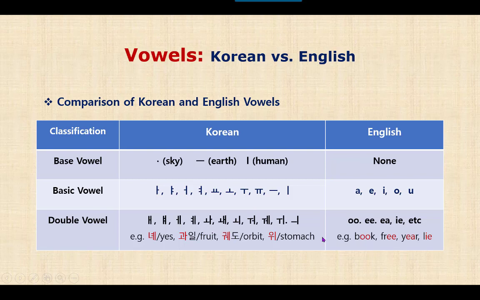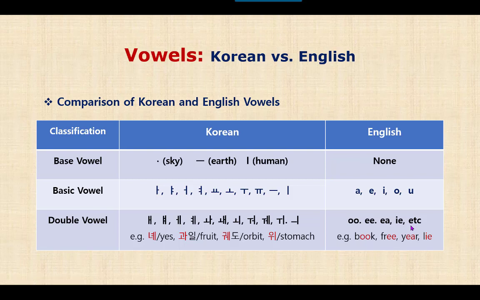But you use many types of double vowels. For example, you use double O, double E, like a book. Free, sometimes you use EA, ear, lie, etc. There are so many. It's not actually a double vowel, it's a two-vowel letter, a word which includes two consecutive vowels. There are so many, but that's not an alphabet.